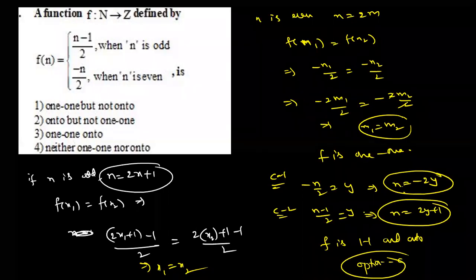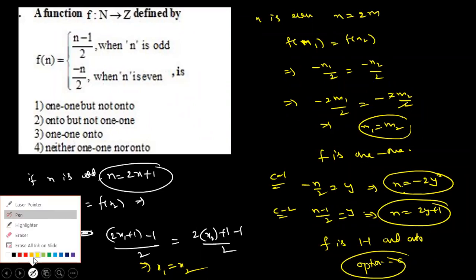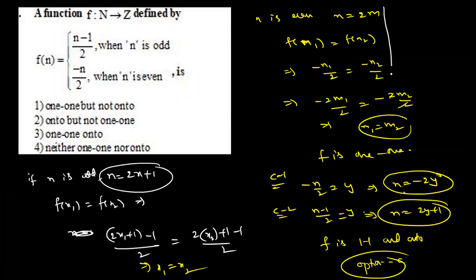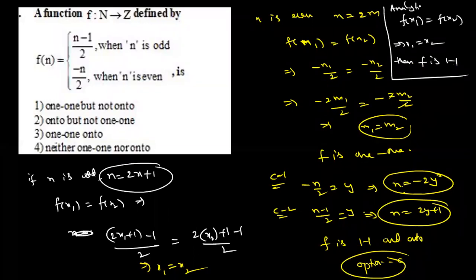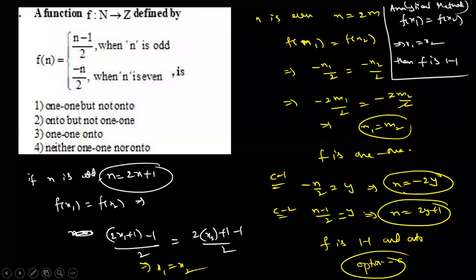f(x1) = f(x2) implies x1 = x2 means one-one. I'm writing the definition here: f(x1) = f(x2) implies x1 = x2, then f is one-one. This method is called the analytical method. If you have a graph, you can draw a line parallel to the x-axis, and if it meets the graph at one point only, it is one-one. But this graph is complicated, that's why we are doing it like this.